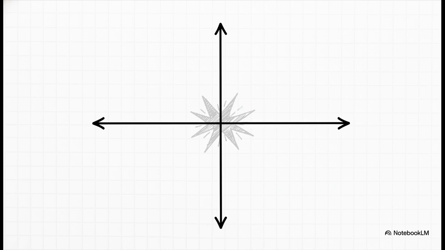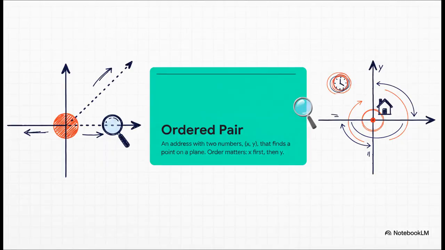And see where they cross? Right in the middle? That special meeting point is called the origin. Now, on this new 2-line map, every address needs 2 numbers. We write them inside parentheses, just like this, (x, y). This is called an ordered pair, and the name is a huge hint because the order is super, super important. The first number is always for the x-axis, the side-to-side one. The second number is always for the y-axis, the up and down one. Always remember, x comes first.